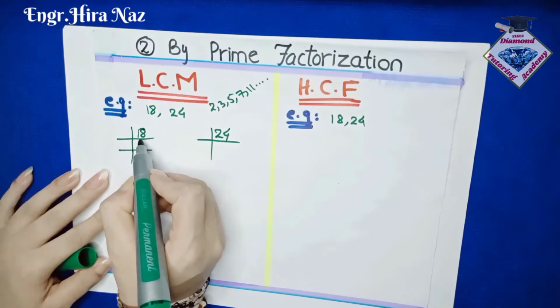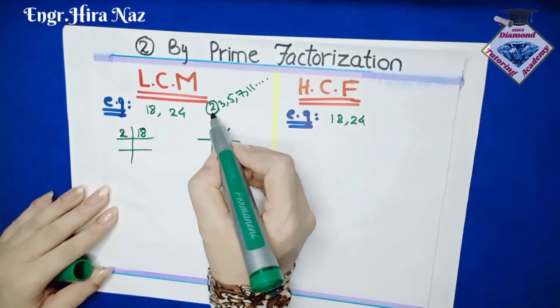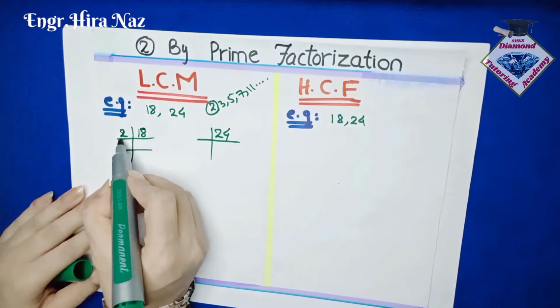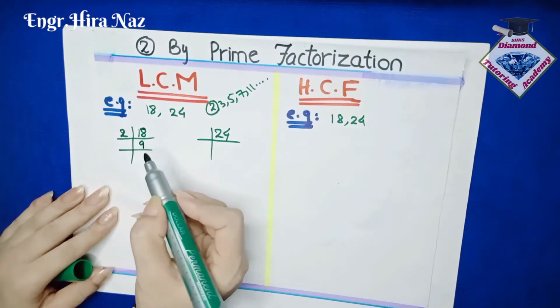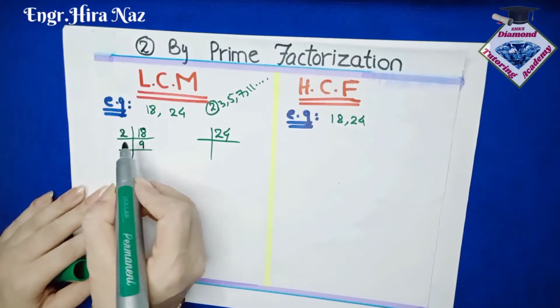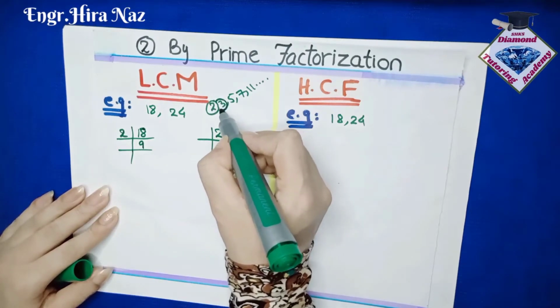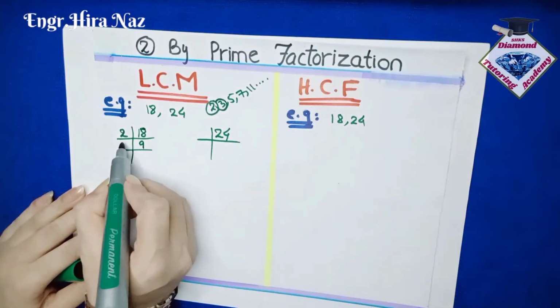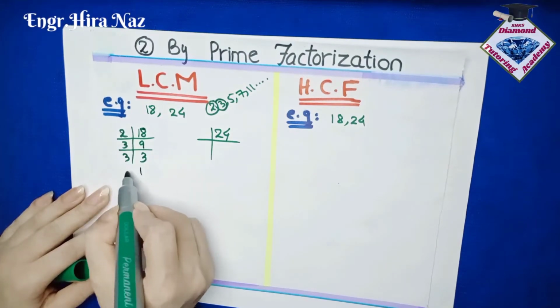Let's suppose in this case we have to divide 18. This is the smallest prime, so we have to take this 2 as divisor. 2 times 9 is 18. Now this is odd and not divisible by 2. So we have to take the next prime number, that is 3. 3 times 3 is 9 and 3 times 1 is 3.